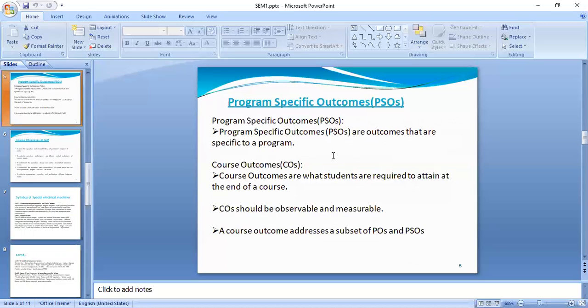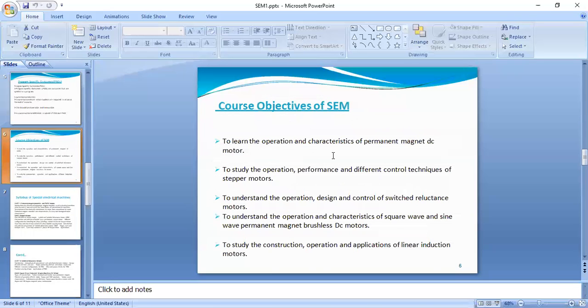So these are the four different levels of outcomes: program educational objectives, program outcomes, program specific outcomes, and course outcomes. By using these four levels of outcomes, we can measure outcome-based education. Okay. Next one is, what is meant by course objective?